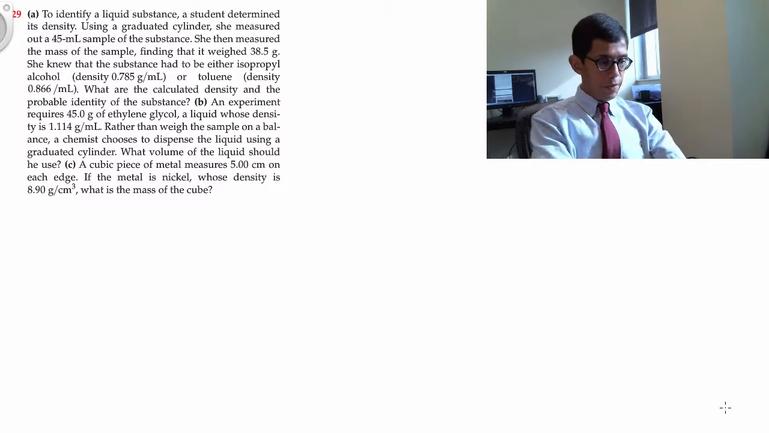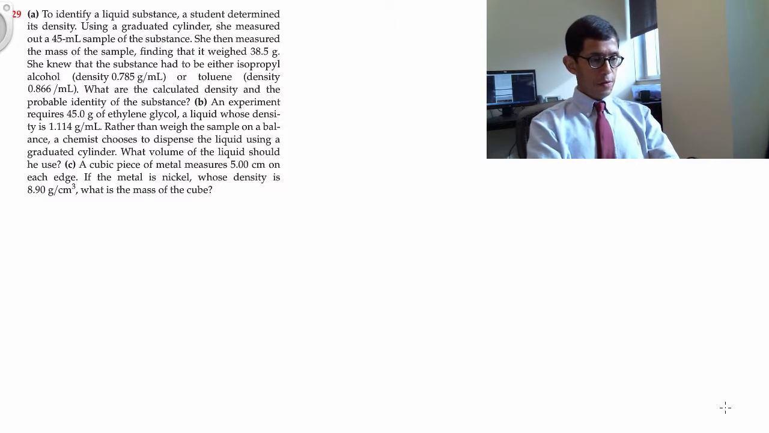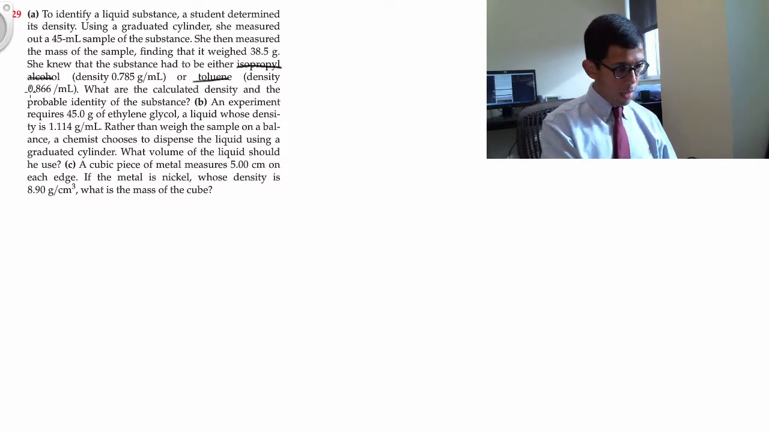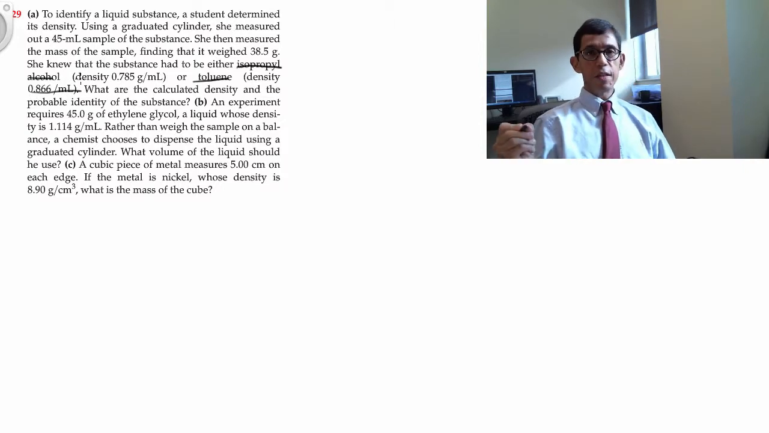To identify a substance, a student determined its density. Using a cylinder, she measured out a 45 mL sample of the substance. She then measured the mass of the sample, finding that it weighed 38.5 grams. So the substance is either isopropyl alcohol or toluene, and you're given the densities of those two liquids. What are the calculated density and the probable identity of the substance?